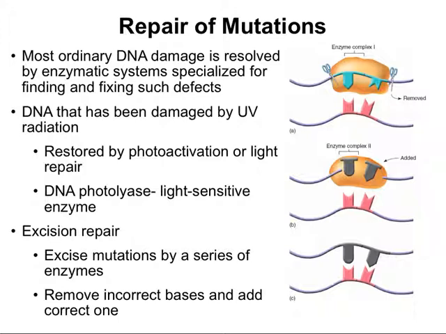Another common mechanism is excision repair. In excision repair, we see that a couple of enzyme complexes come along. First, we have one enzyme complex that comes along and it cuts out the bad base pairs. And then a second enzyme will come along and bring in two new base pairs, the correct ones.